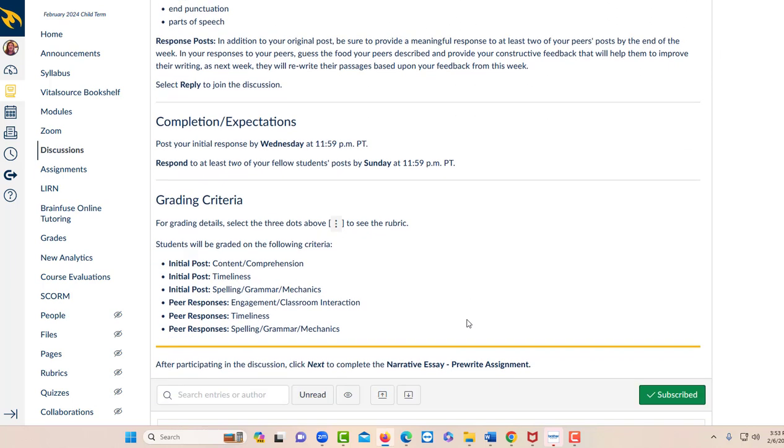In addition to your original post, be sure to provide a meaningful response to at least 2 of your peers' posts by the end of the week. In your responses to your peers, guess the food your peers describe and provide your constructive feedback that will help them improve their writing, as next week they will rewrite their passages based upon your feedback from this week.